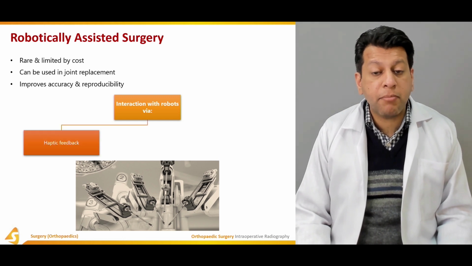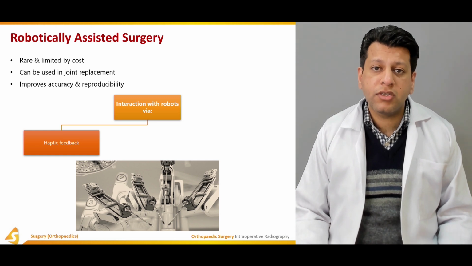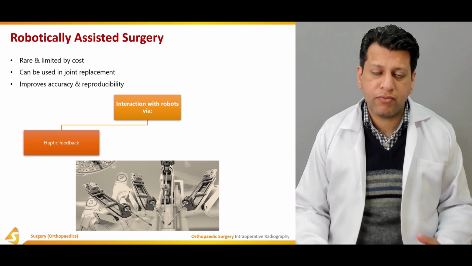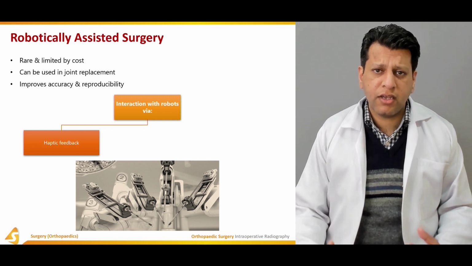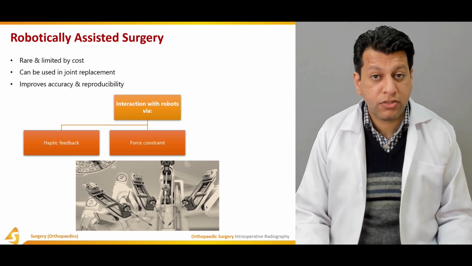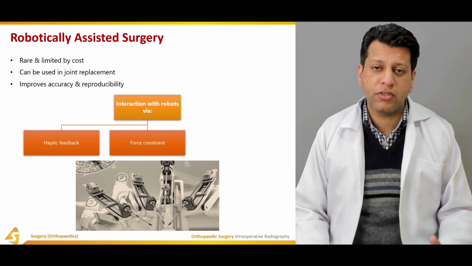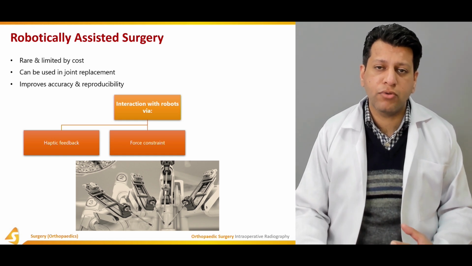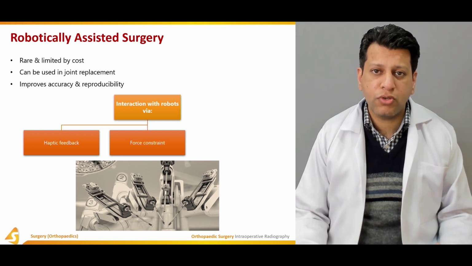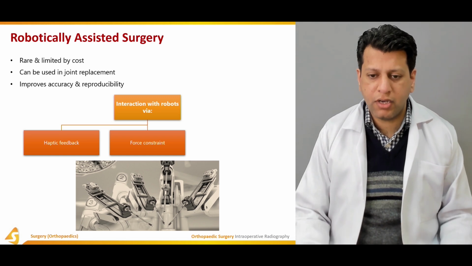Basically, it's called haptic feedback, in which we can use the touch. The surgeon is controlling the arm of the robot, but the robot is performing the surgery. The other option is force constraint, in which a different force is utilized, and computer programs help so that the robot can perform. Even if the surgeon is using too much force, it will not exceed a certain limit.